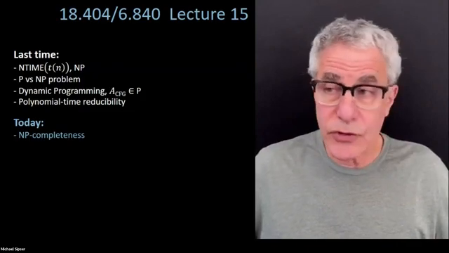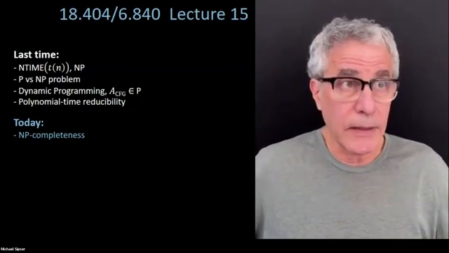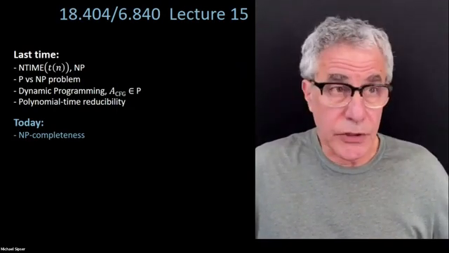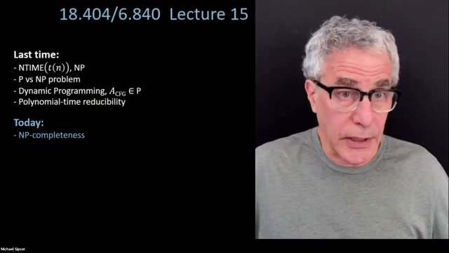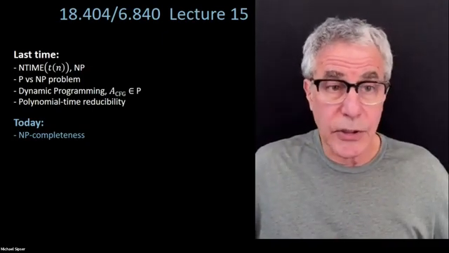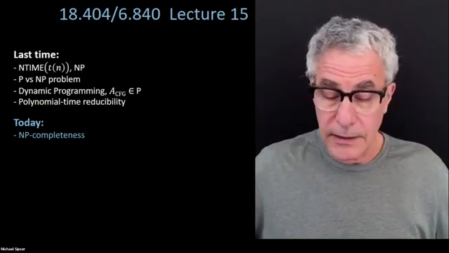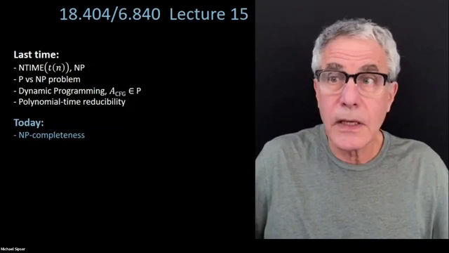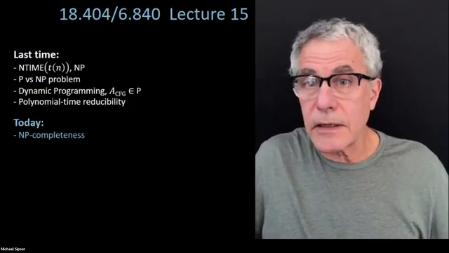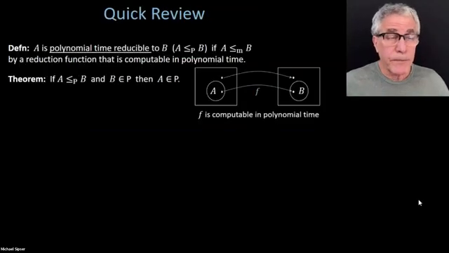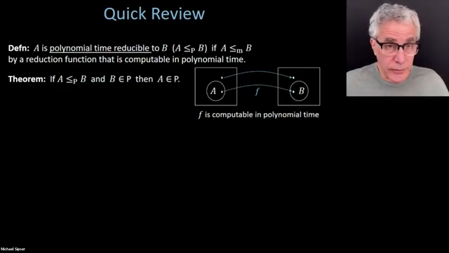Looked at some interesting algorithm for showing problems in P called dynamic programming. And we started to move toward our discussion of NP completeness with the introduction of polynomial time reducibility, which is related to some of the earlier reducibility notions that we discussed in the computability section. Let's quickly review what it means for one problem to be polynomial time reducible to another.